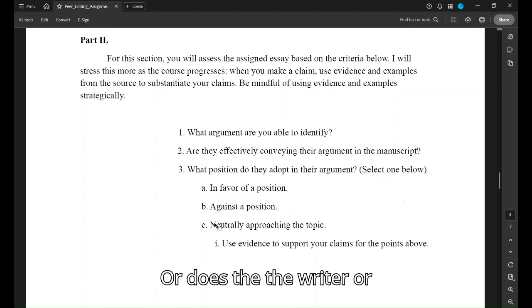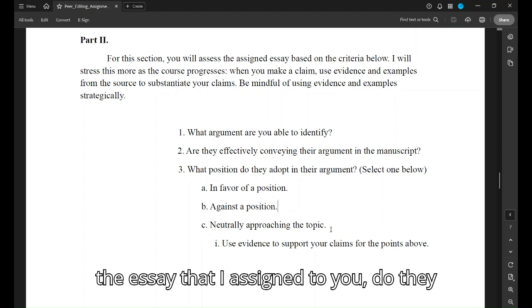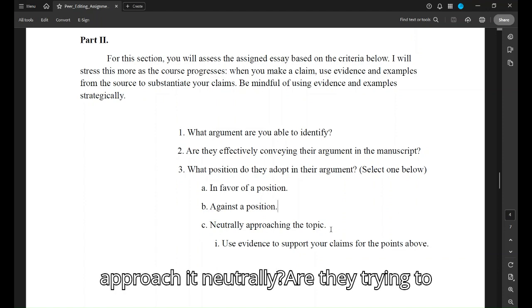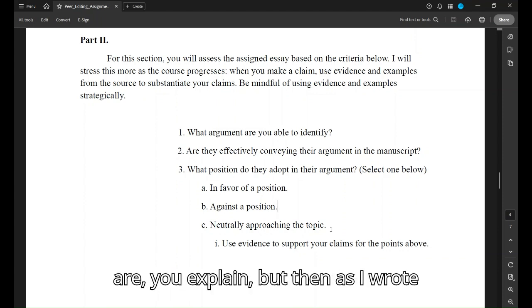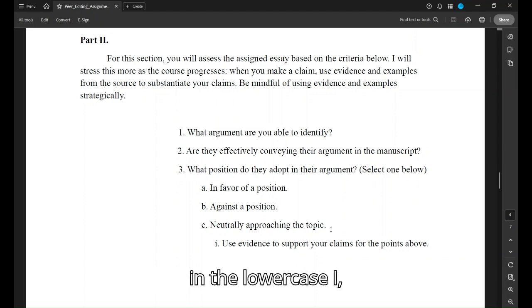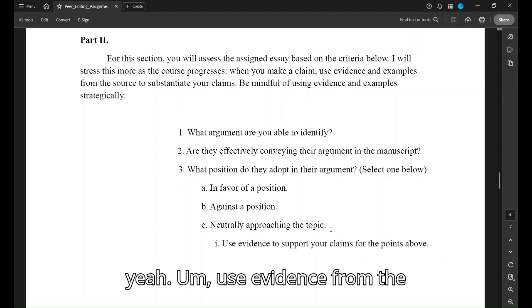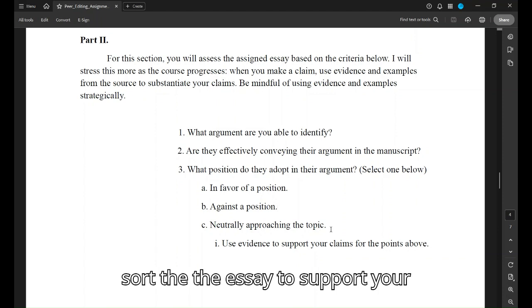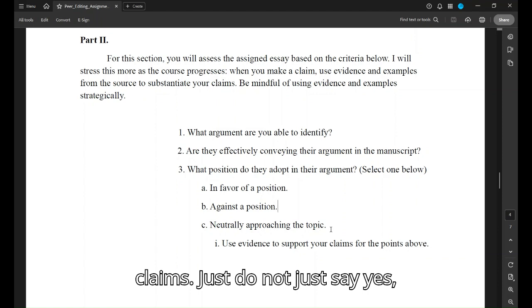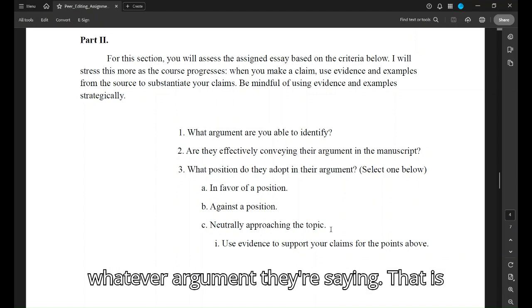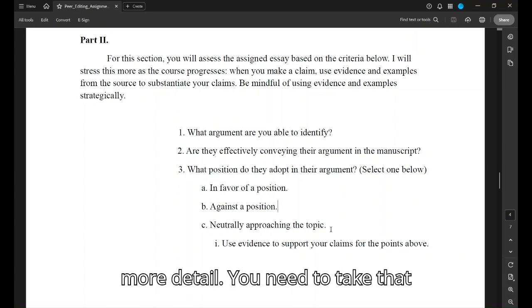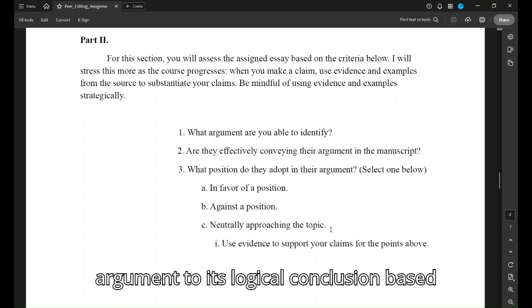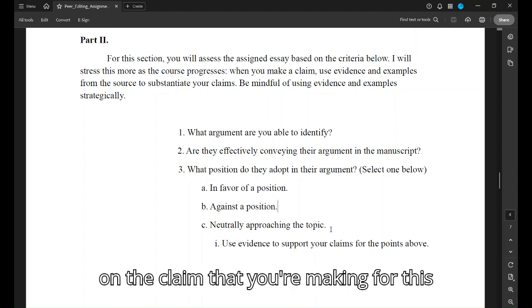Or does the writer of the essay that I assigned to you approach it neutrally? Are they trying to be objective? And if they are, you explain. But then, as I wrote in the lowercase i, use evidence from the essay to support your claims. Do not just say yes, the person is in favor of whatever argument they're saying. That is not sufficient. You need to provide more detail. You need to take that argument to its logical conclusion based on the claim that you're making for this section.